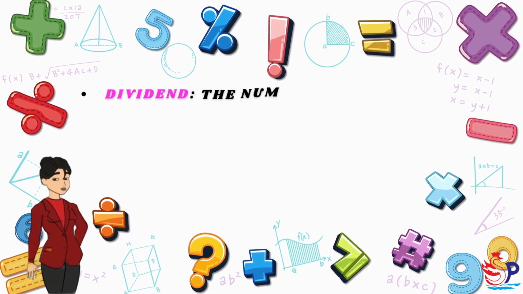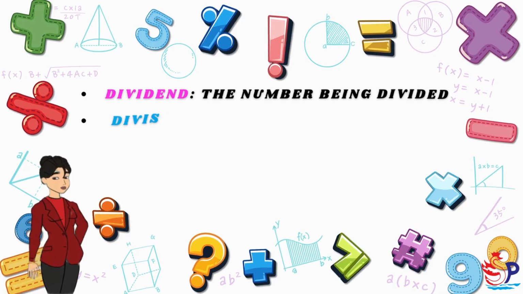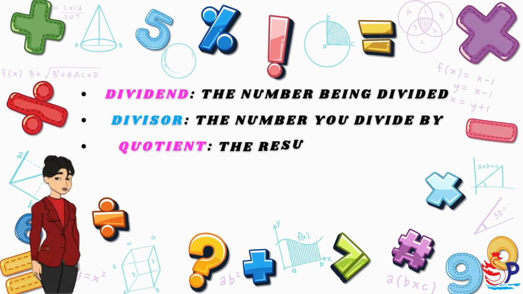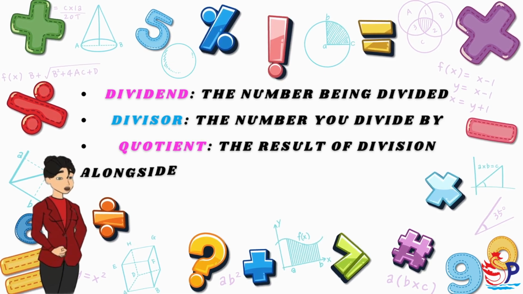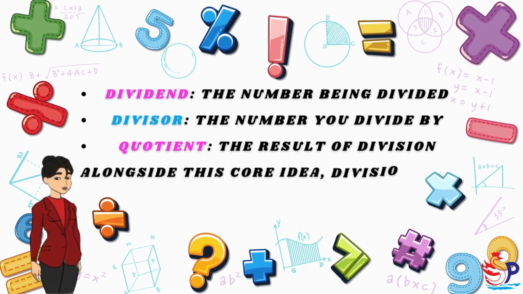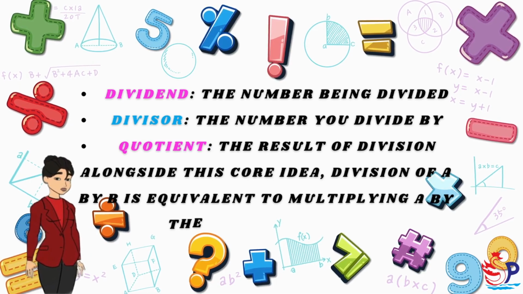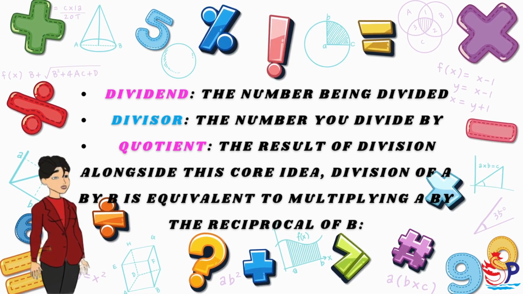Dividend, the number being divided. Divisor, the number you divide by. Quotient, the result of division. Alongside this core idea, division of a by b is equivalent to multiplying a by the reciprocal of b.